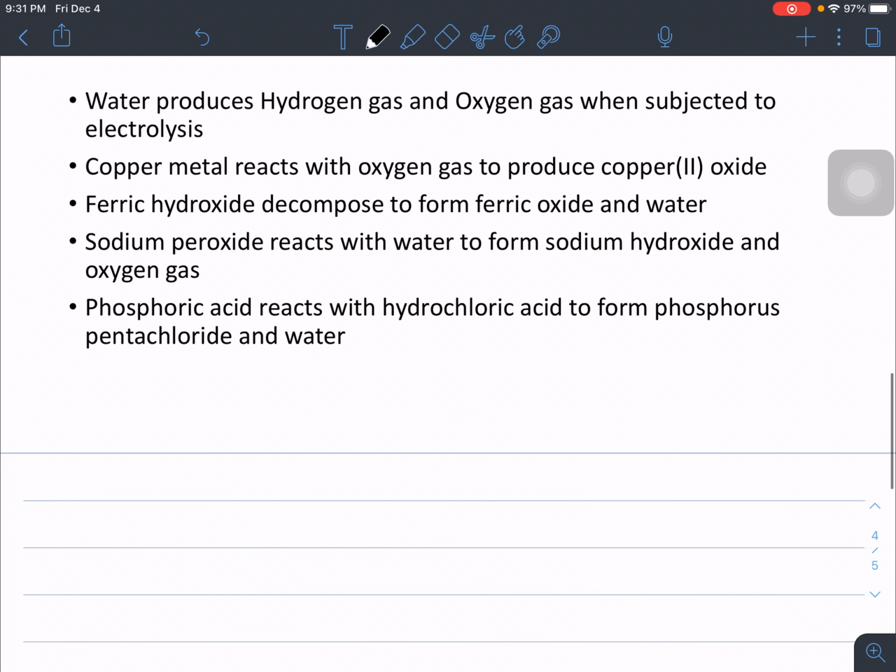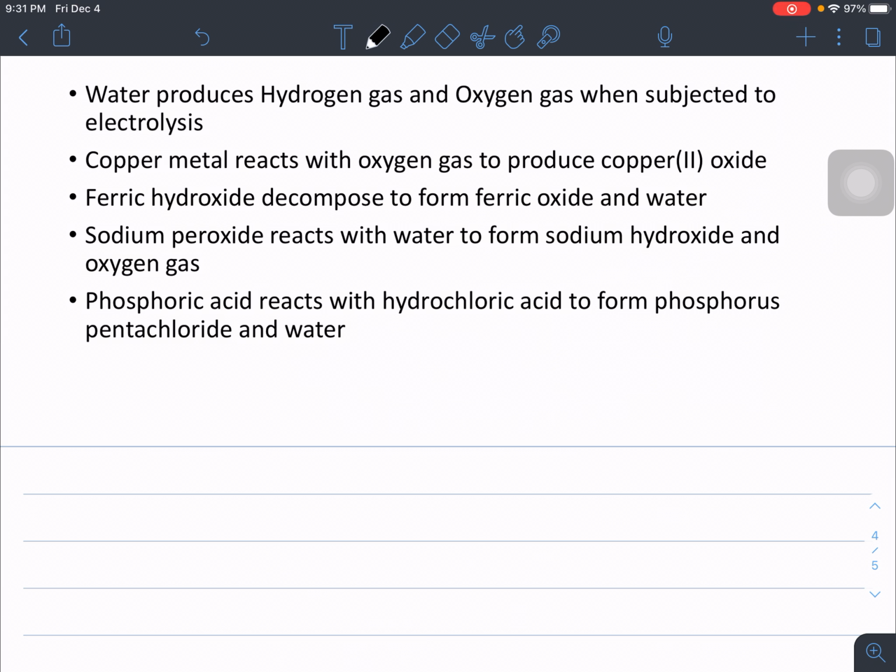Okay, so water produces hydrogen gas and oxygen gas when subjected to electrolysis. So water is H2O. Produces means that this is the separation. This is the word that denotes the separation of the products and the reactants. So produces will be denoted by an arrow. Hydrogen gas. So hydrogen gas is H2, plus oxygen gas, O2.